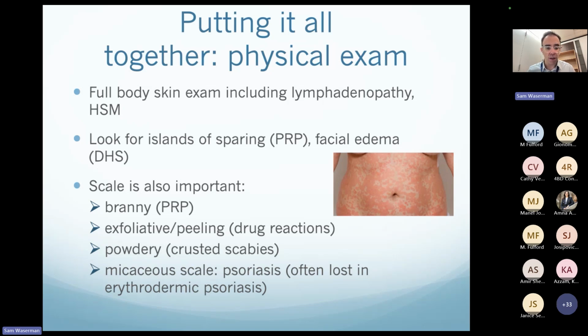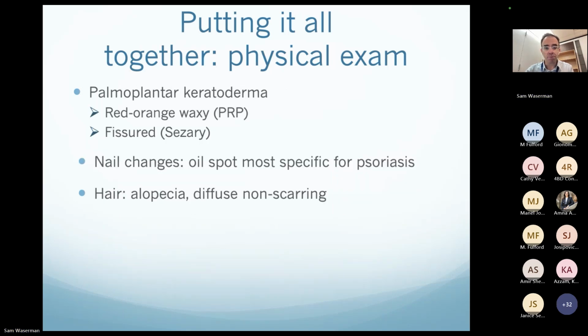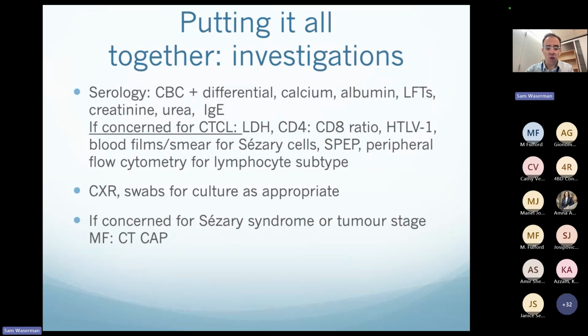Powdery scale, crusted scabies. Branny scale, pityriasis rubra pilaris. A micaceous scale, sometimes seen in psoriasis, but sometimes lost if they progress to erythroderma. And again, that palmoplantar keratoderma that I talked about, sort of red, orange, waxy as in PRP, more painful and fissured in Sézary syndrome. The nail changes that I talked about, so the oil spot being the most specific for psoriasis, and the diffuse non-scarring alopecia seen in Sézary syndrome.